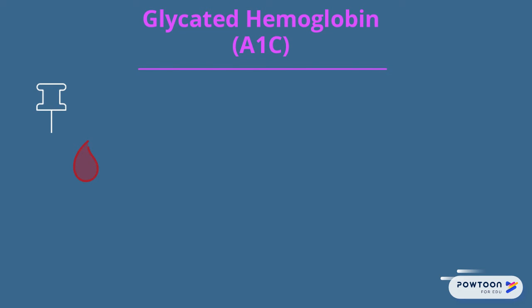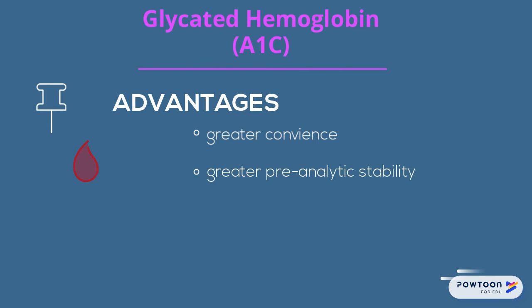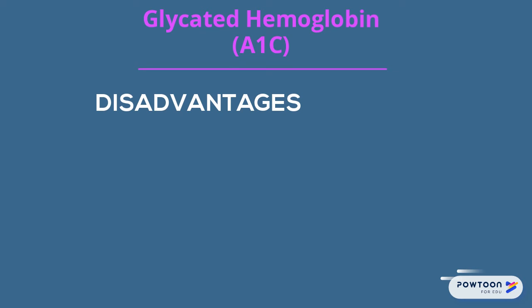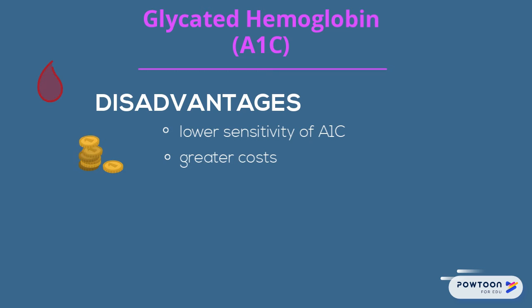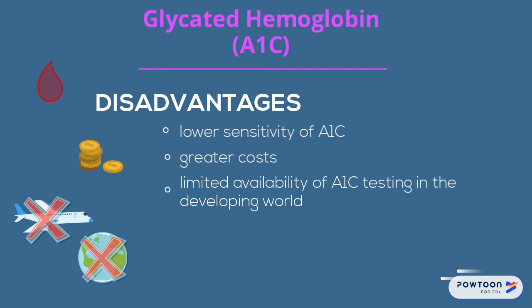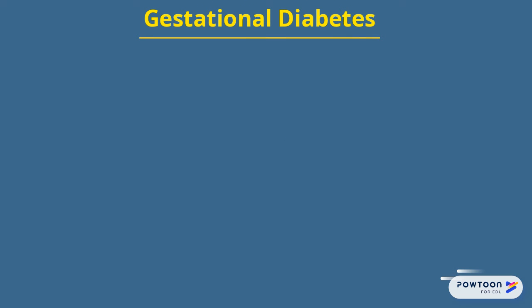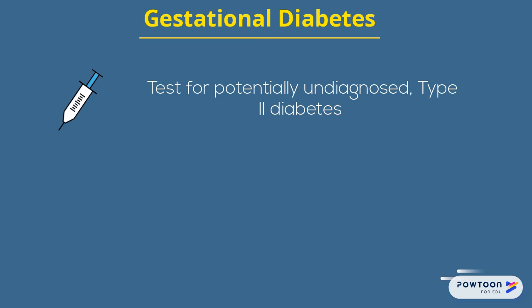Glycated hemoglobin, or A1C, has several advantages, including greater convenience, greater pre-analytic stability, and less day-to-day worries during times of stress and illness. However, these advantages may be offset by the lower sensitivity of A1C, greater costs, a limited availability of A1C testing in certain regions of the developing world, and the imperfect correlation between A1C and the average glucose in certain individuals.